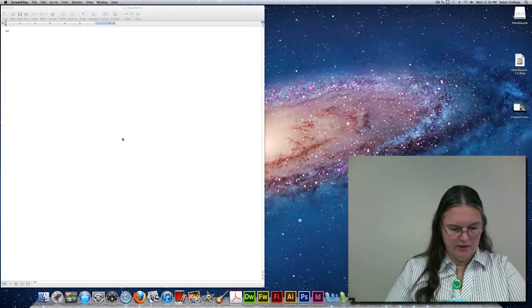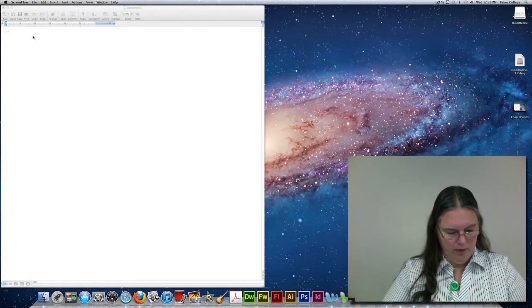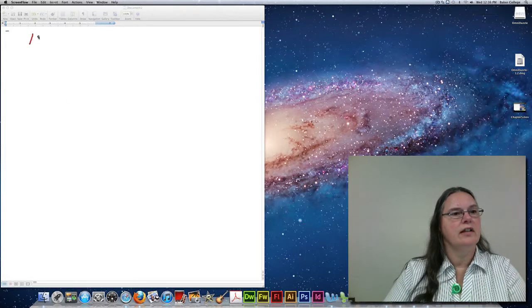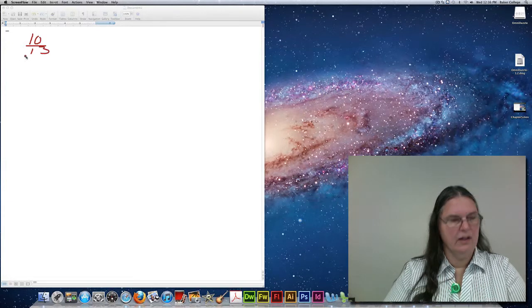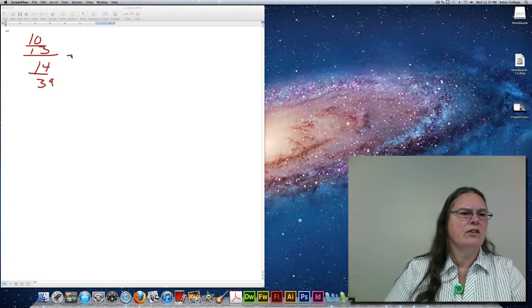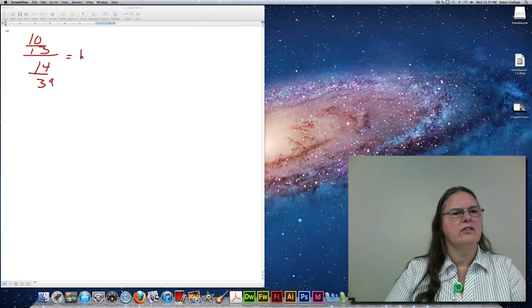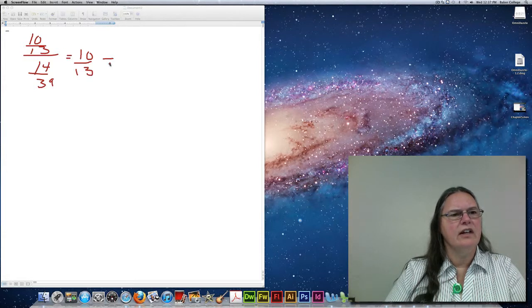Couldn't combine those because they were not like terms. Now let's move forward and look at another example. We have 10/13 divided by 14/39. Now this can be written so that it looks a little friendlier to you. It's just 10/13 divided by, so put it this way, 14 over 39.